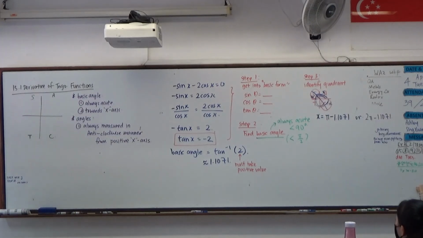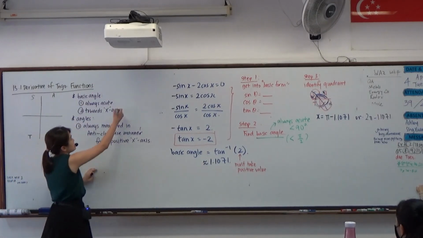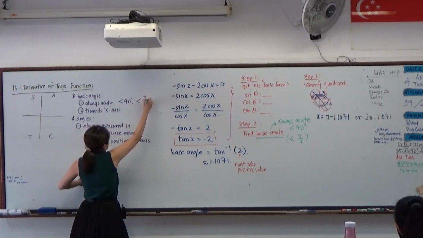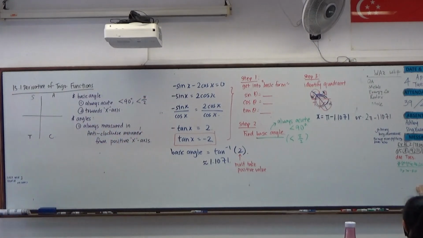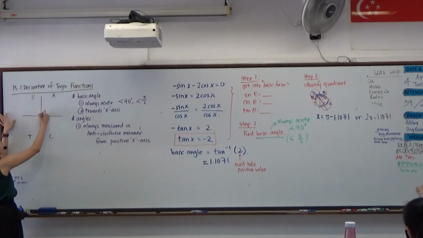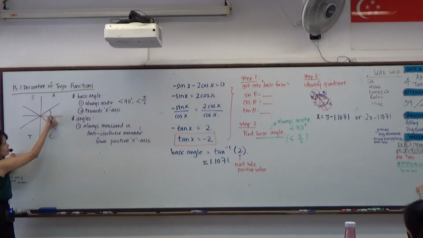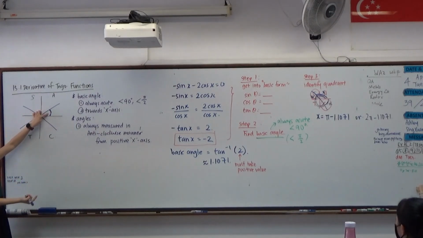Coming back to our trigo, certain facts that you must know, you must be able to recall. First thing, basic angles are always acute, that means less than 90 degrees, or less than pi over 2, they are equivalent values, your radian and your degree. And it is always measured towards the x-axis. That means if I have angles in my four different quadrants, in my first quadrant, where is the acute angle? It will always be towards the x-axis. It will be here.